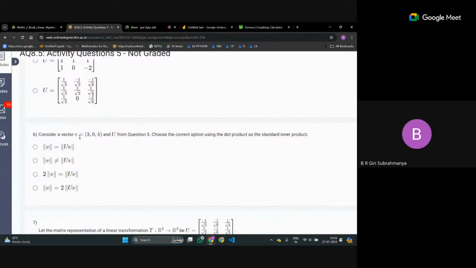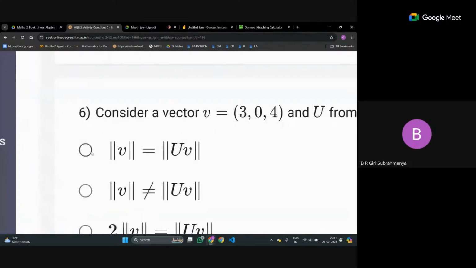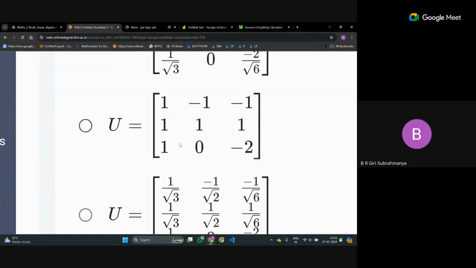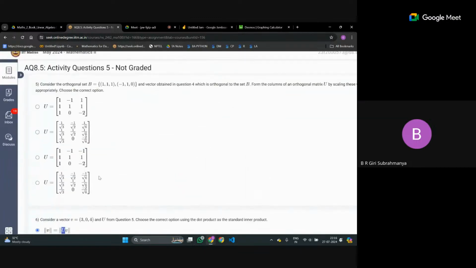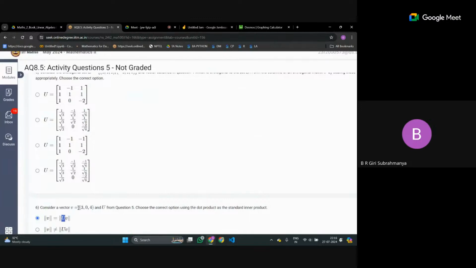The sixth one is, there's a vector V. You have to choose the correct option. The correct options are like this. One thing is, you have to find the length of V. Next, you have to find the length of U times V. Let's say one of these matrices is correct. You multiply that with this vector, taking it as a column vector. So it's going to be a 3 cross 3 matrix times a 3 cross 1 vector.